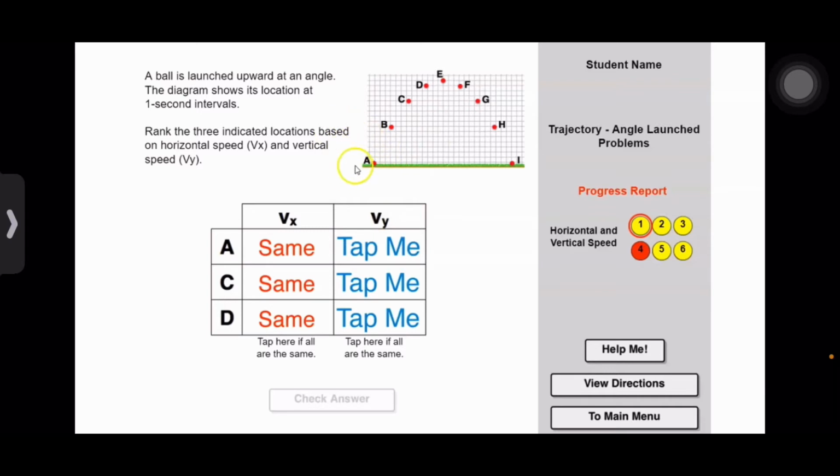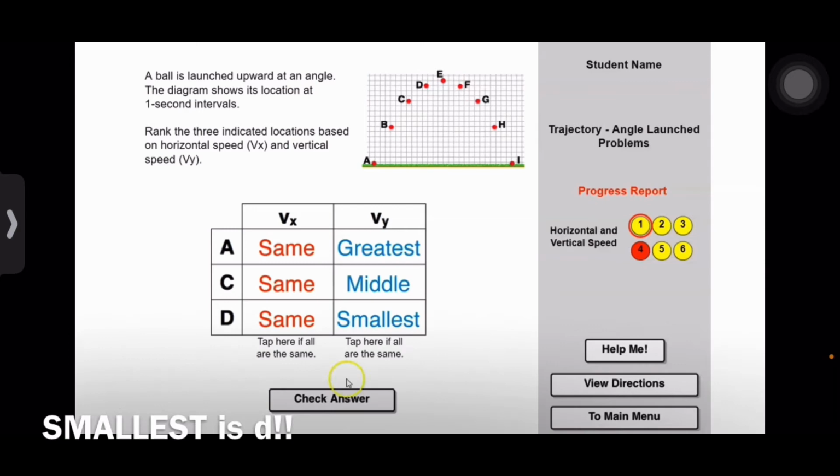For v of y, however, as it goes up towards the peak, which in this case is E, the speed is going to decrease because it's working against gravity, which is trying to pull it down as it goes up. And as it falls down, it's going to increase in speed because gravity is pulling on it and making it fall even faster. So in this case, A, C, D: A would be the greatest, the middle would be C, and the smallest would be D.